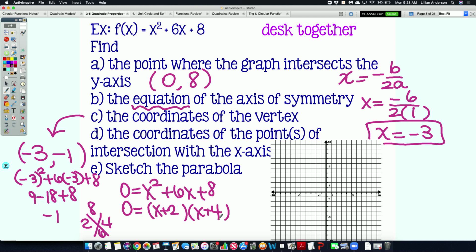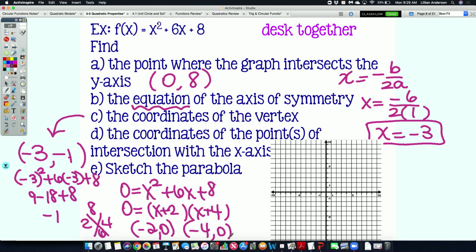And consequently, you actually have written it in factored form when you do this. Okay? What are my x-intercepts? Negative 2 and negative 4. So negative 2, comma 0, and negative 4, comma 0. Questions?